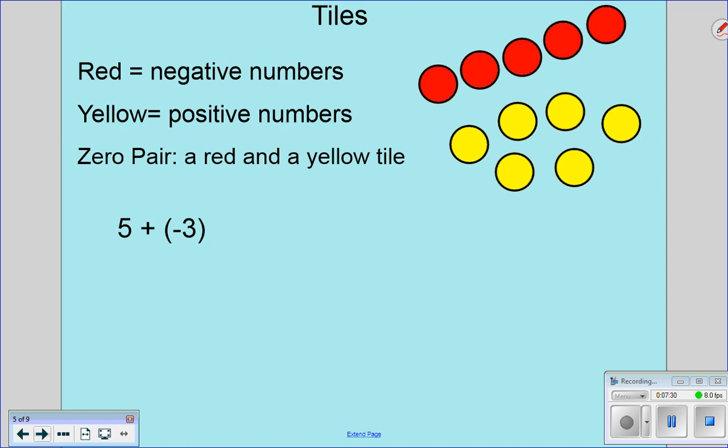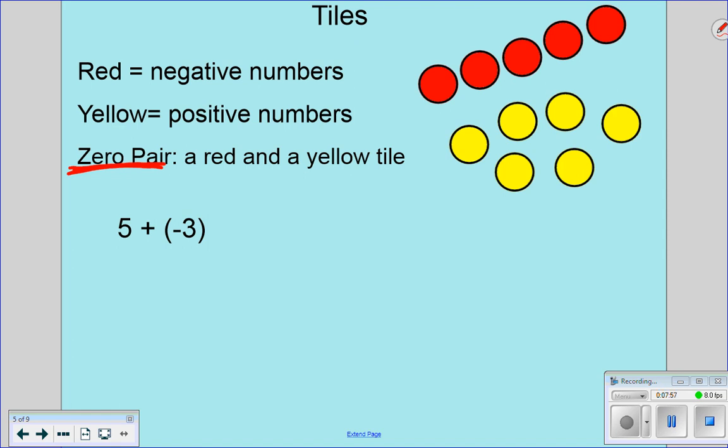So this is the tile method. Red tiles are negative numbers. Yellow tiles are positive numbers, and one thing you have to have in your notebook is this, zero pair. This is an important vocabulary word, not just for tiles but in general, because we're going to talk about this also tomorrow. So a zero pair is a yellow and a red tile. And what that really means is that they cancel out or they equal 0.